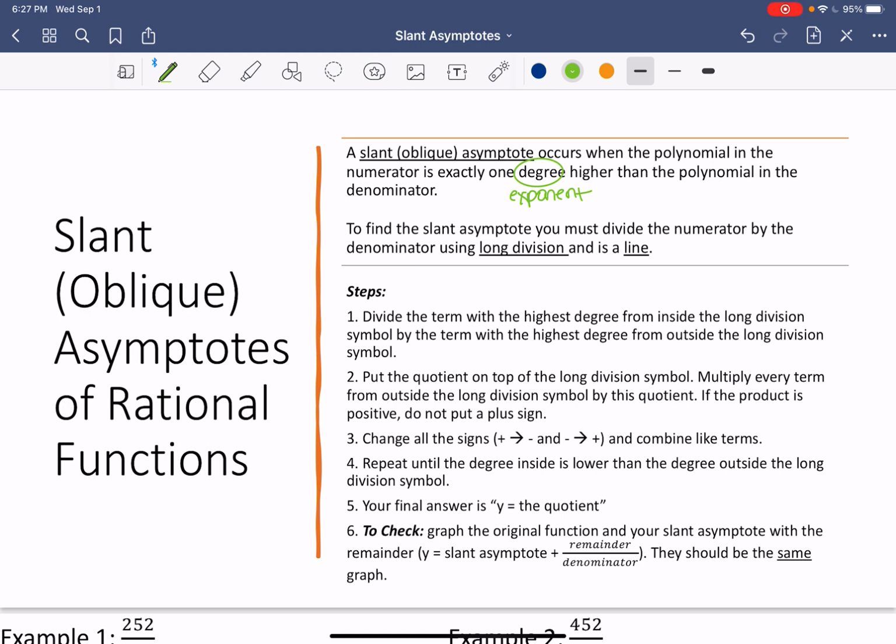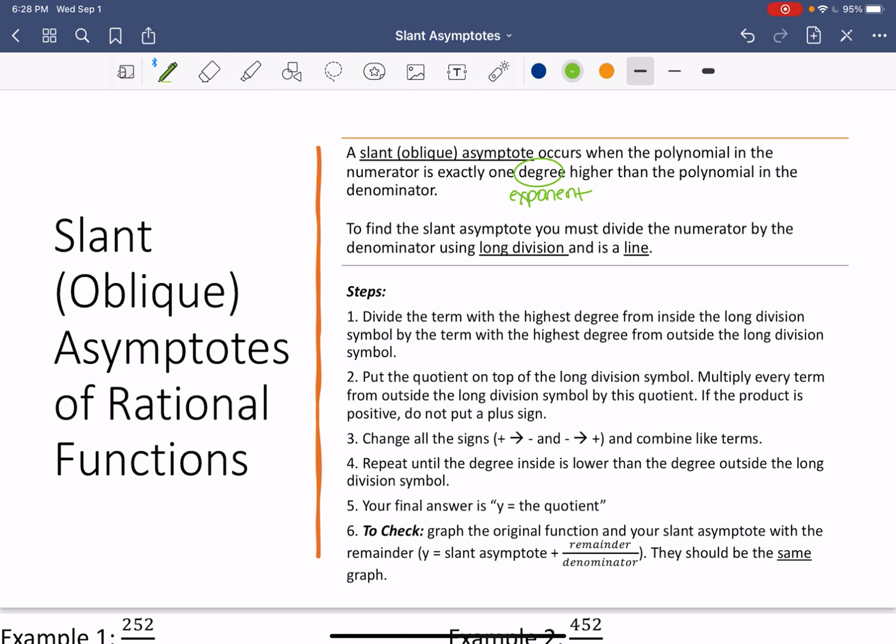So I wrote down the steps for you. They're kind of wordy, but I wanted to make it as clear as possible so that when I'm not with you, you're able to solve these and follow it on your own. So step 1 is to divide the term with the highest degree from inside the long division symbol by the term with the highest degree from outside the long division symbol.